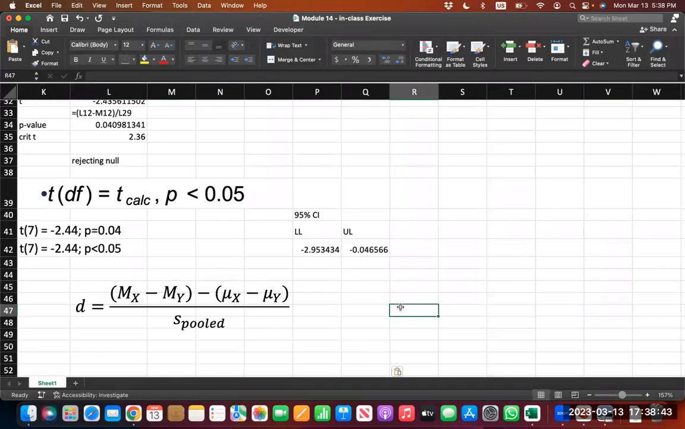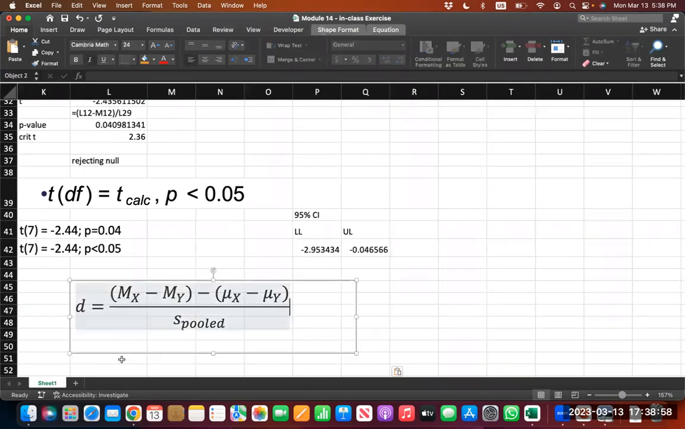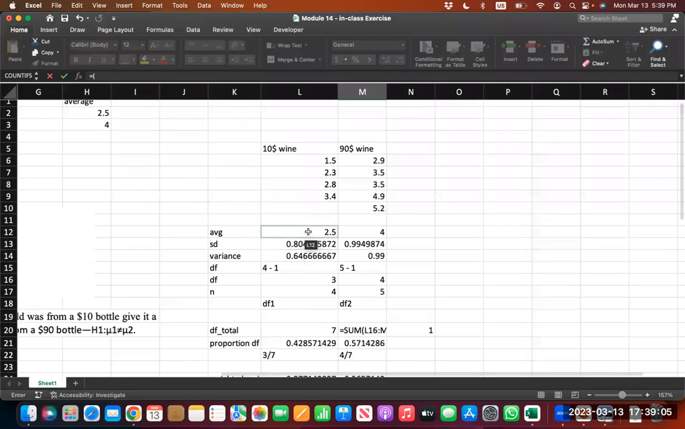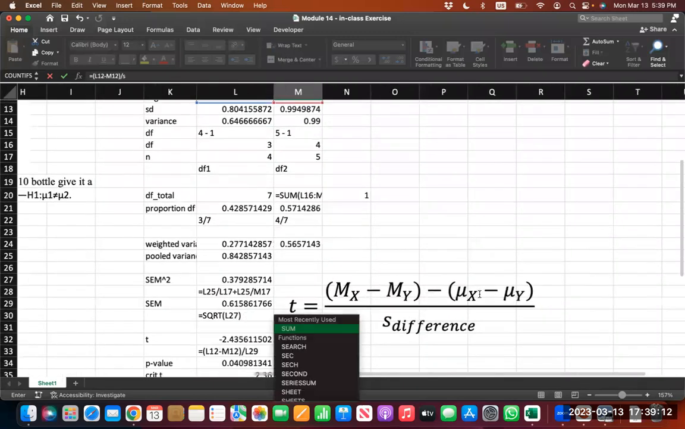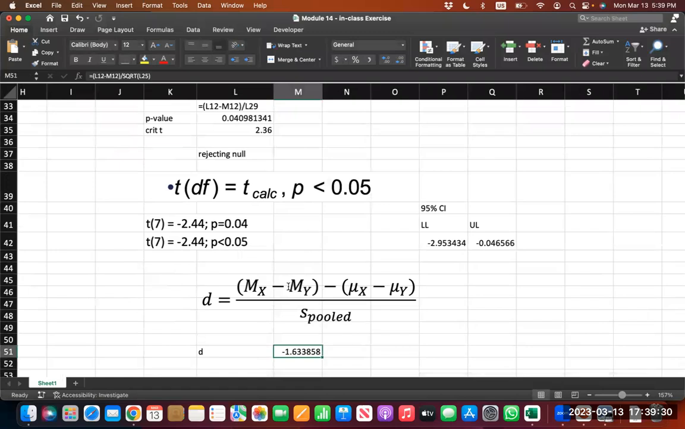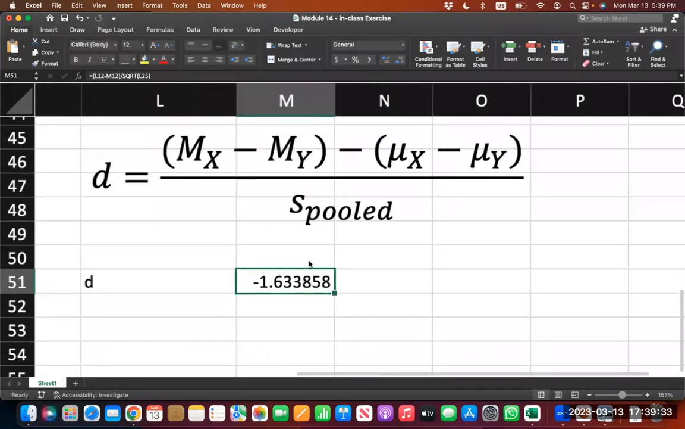What's important here is, you need to go back to your pooled variance, and you need to square root your pooled variance to get to that pooled standard deviation. So your t calculation is actually then your mx minus my, so 2.5 minus 4, divided by the square root of your pooled variance here, 0.84. So that gets you a pooled d of minus 1.63.